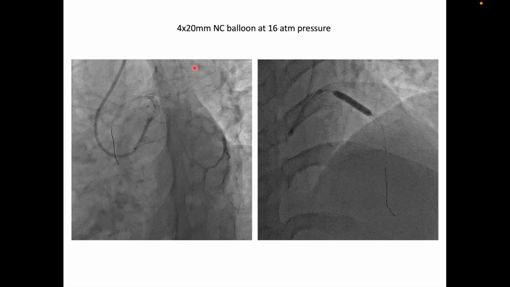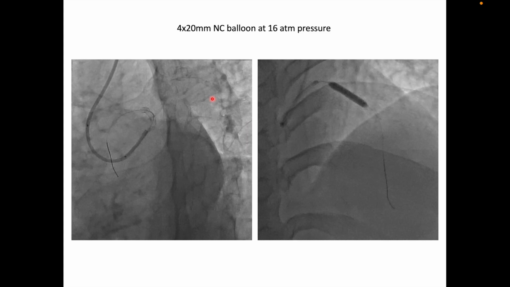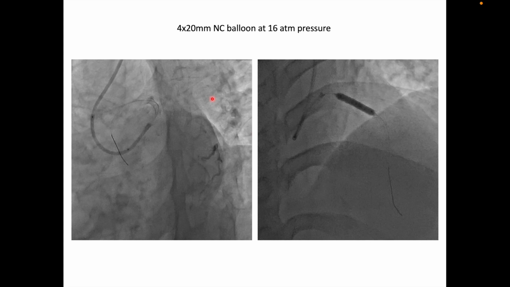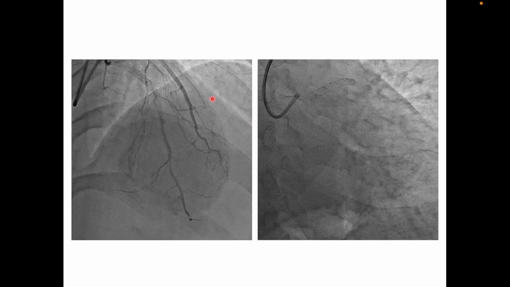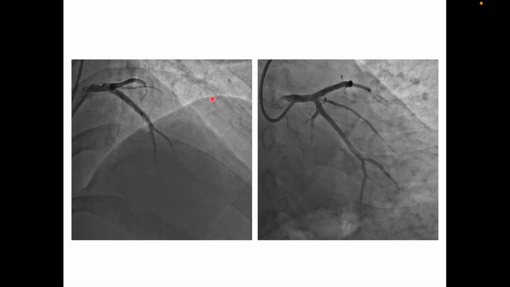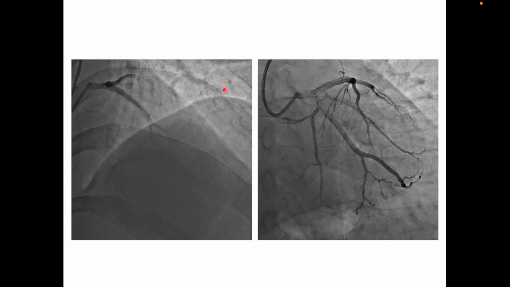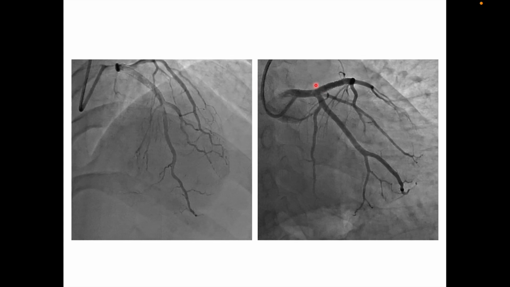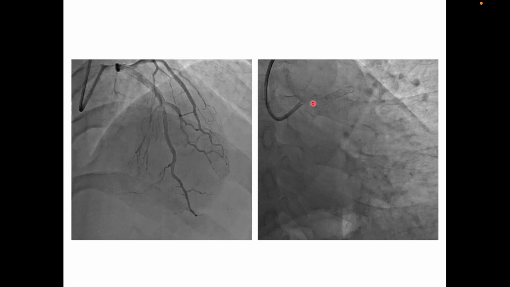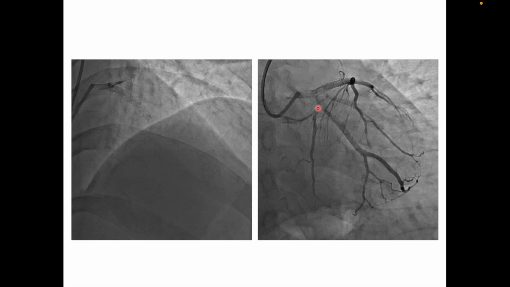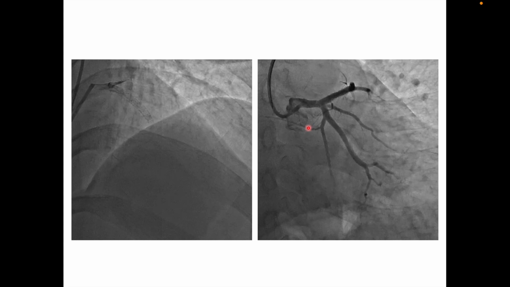We still went on with a 4 by 20 millimeter NC balloon at 16 ATM pressures because we've already done the IVUS. We know the sizing, and this is the post dilatation result. It looks great, but on caudal view, if you notice carefully, there is some shelf-like haziness at the proximal stent edge, which you can see in this view. There is a tongue-like projection hanging from the top side right here, just proximal to the stent edge.